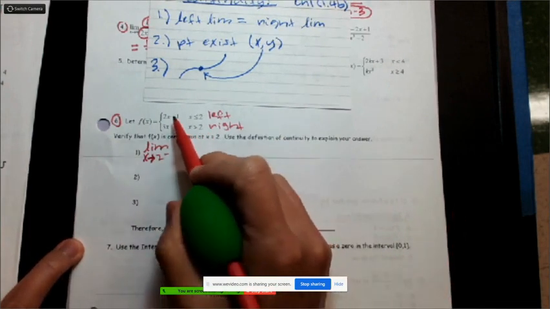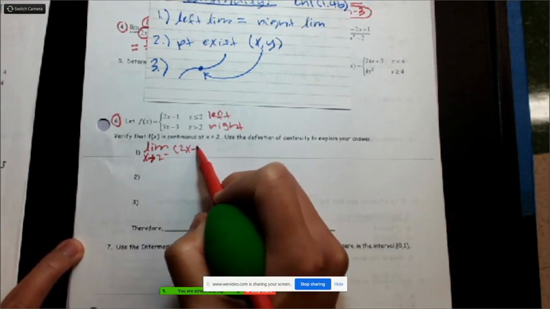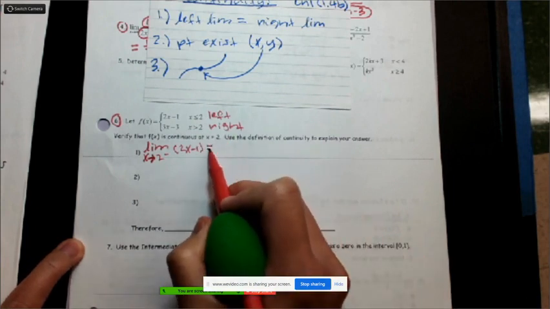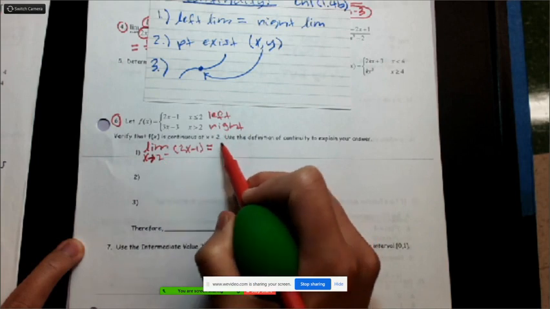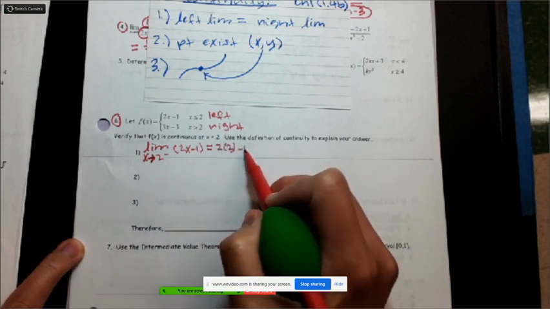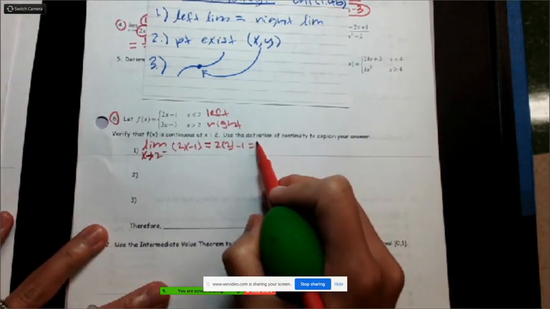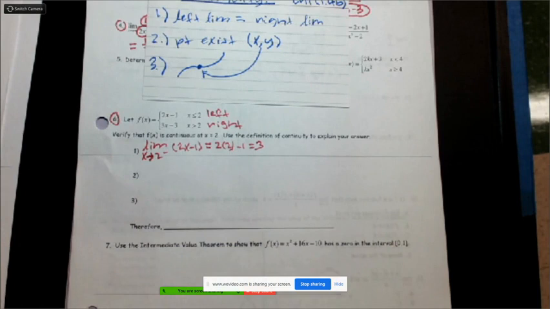Of the function, in this case our function is 2x minus 1. And until we plug it in, we have to write them all out. But now that I'm going to plug in the 2, we have 2 times 2 minus 1. What number is that approaching? 3? Let's see if that is the same on my right.